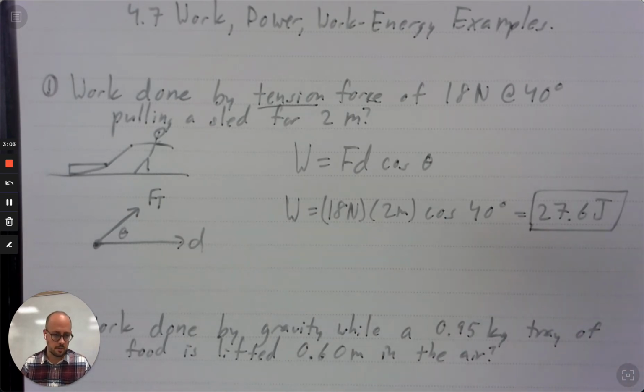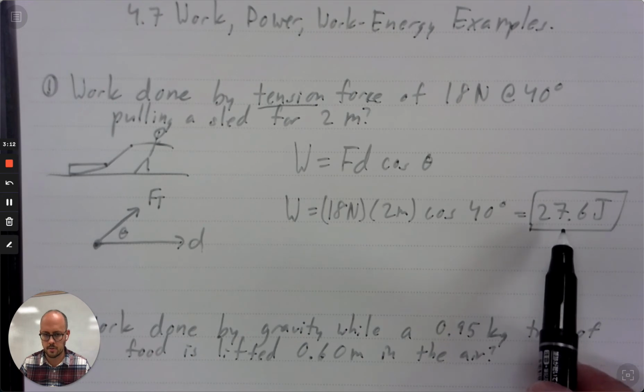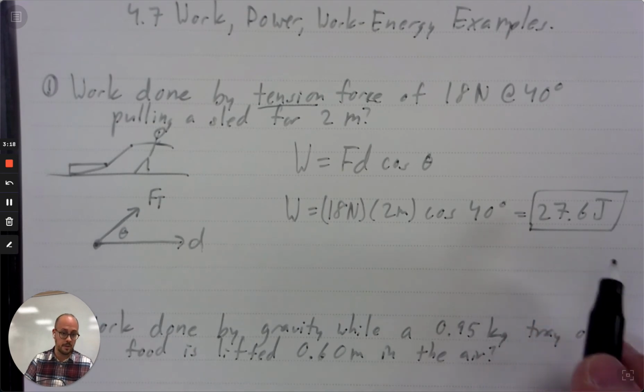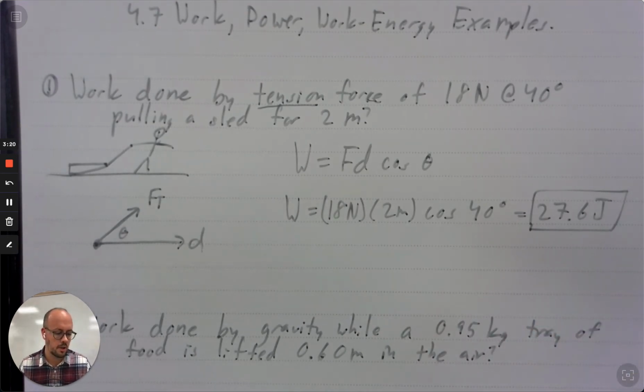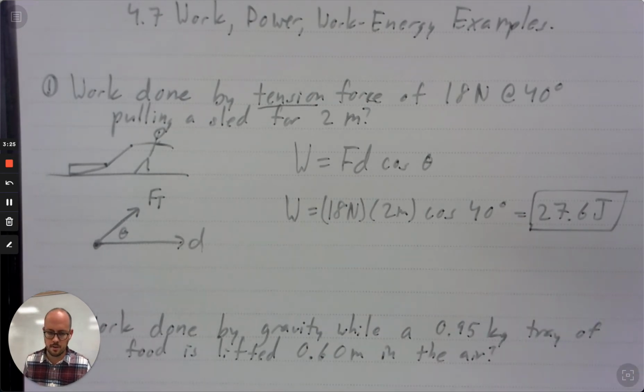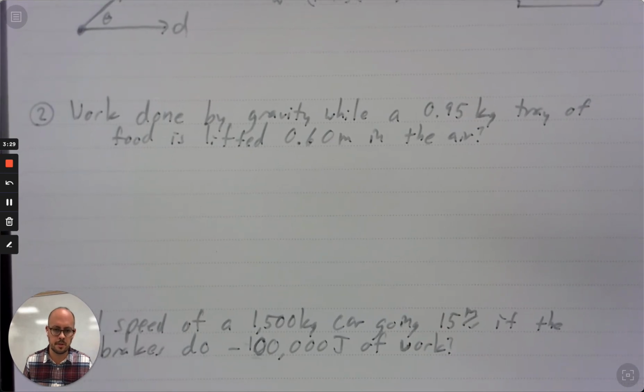What we haven't talked about is friction. And so if there's a friction force, depending on how big it is, it would subtract from this energy. So the overall gain in energy of the sled is not going to be 27.6 joules. It will be less because friction will remove some energy from the system while the tension is adding it to the system. Next one is purposely a little odd, work done by gravity while lifting a tray of food a certain distance in the air.